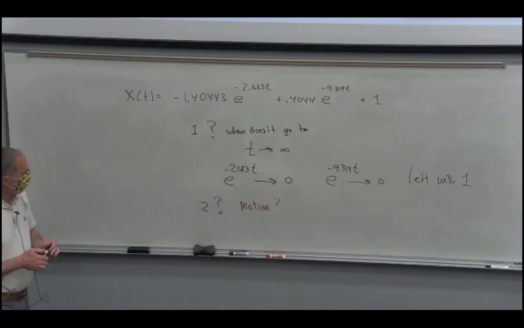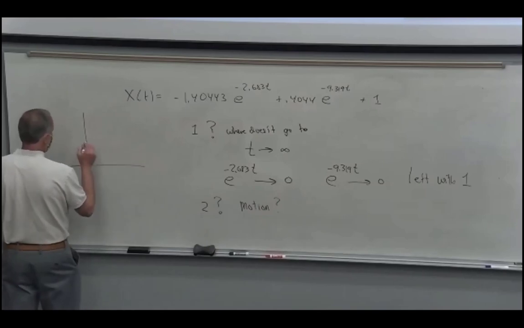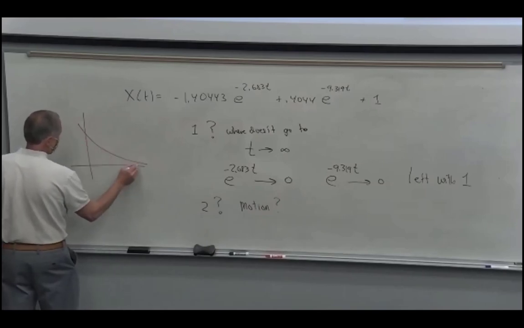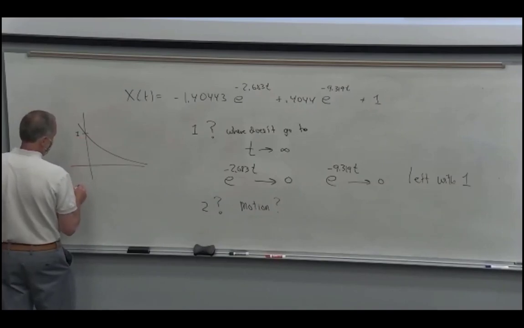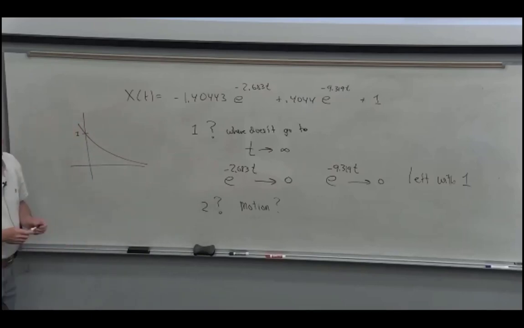Does it slide over and stop, or does it bounce back and forth? What do you think? These exponential functions, we said they go to zero. E to the something like times t looks like that, right? There's 1. And so that looks like it just slides over and then stops as those things go to zero, right?